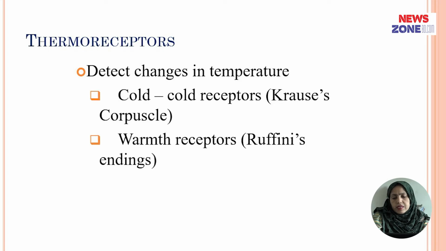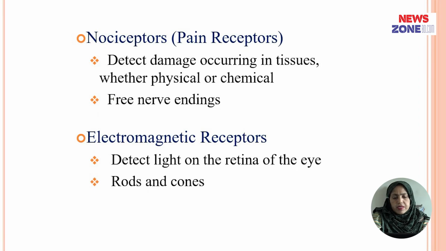Number 2 is thermoreceptor. Thermoreceptors detect change in temperature. Cold receptors are Krause's end bulbs and warm receptors are Ruffini's endings. Number 3 is nociceptor. Nociceptor is called the pain receptor, and pain receptors are free nerve endings that detect damage occurring in the tissue, whether physical or chemical. Number 5 is electromagnetic receptor. Electromagnetic receptors detect light on the retina of the eye, and they are rods and cones.